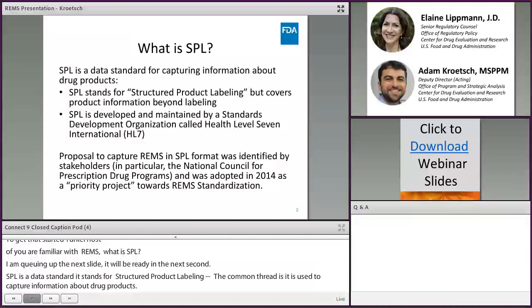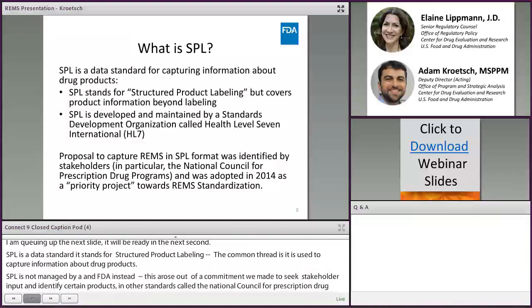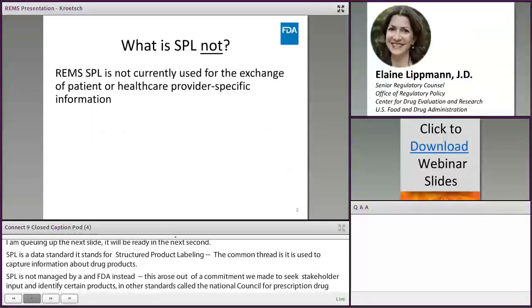Stakeholders, and particularly another standards development organization called the National Council for Prescription Drug Programs, or NCPDP, asked FDA to pursue this as one of our priority projects to help make REMS information more standardized, more readily available, and more readily integrated into the healthcare system. And I'm going to talk in a little bit about how SPL accomplishes all of those things.